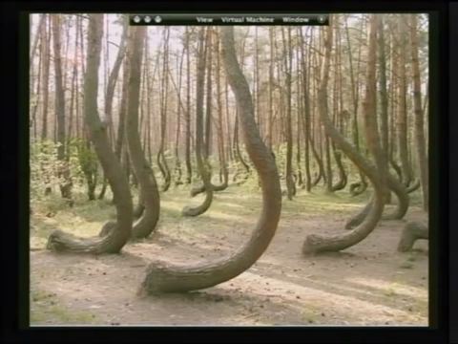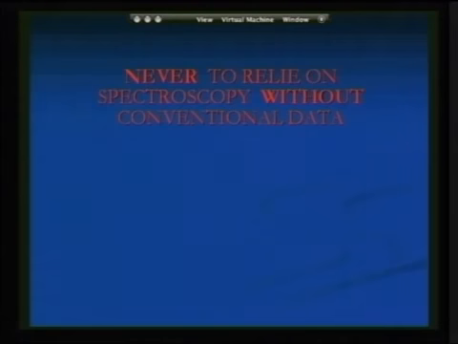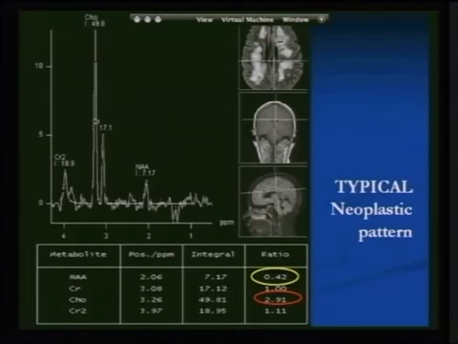However, things are not always straightforward, and we are confronted with situations that are a little bit not direct. And I have to mention always, never to rely on spectroscopy without conventional data. And you will see that example. This is the case, and this is a typical waveform pattern of neoplasm, with depleted NAA and very high choline.